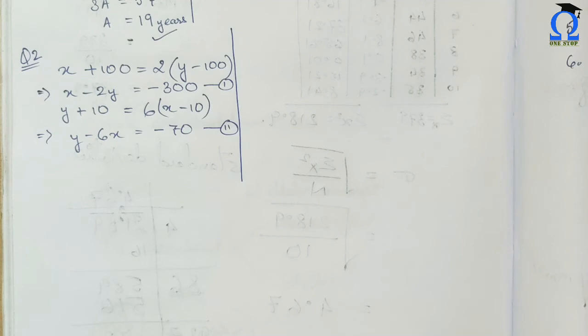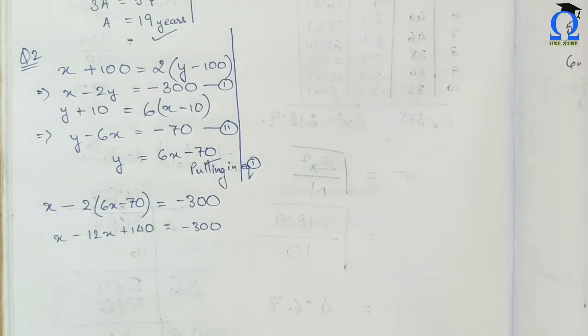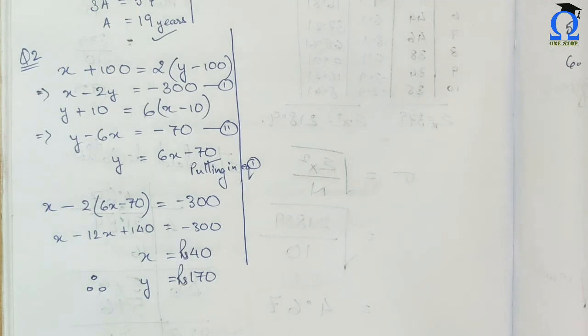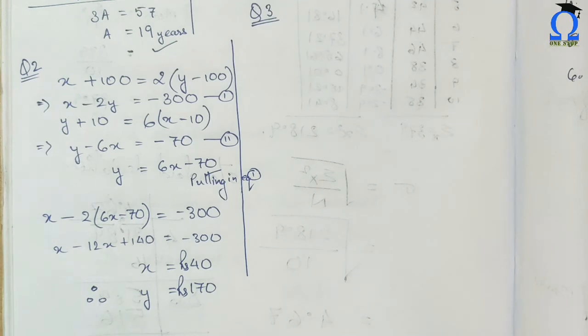Obviously I will go for the elimination process here, or we can also apply the substitution method here. So we will get our answer for X, that is 40 rupees. Putting the value of X here, we will get the value of Y to be 170. So these are the required answers. Of course, the statement part is yours. Now moving on to question number 3.